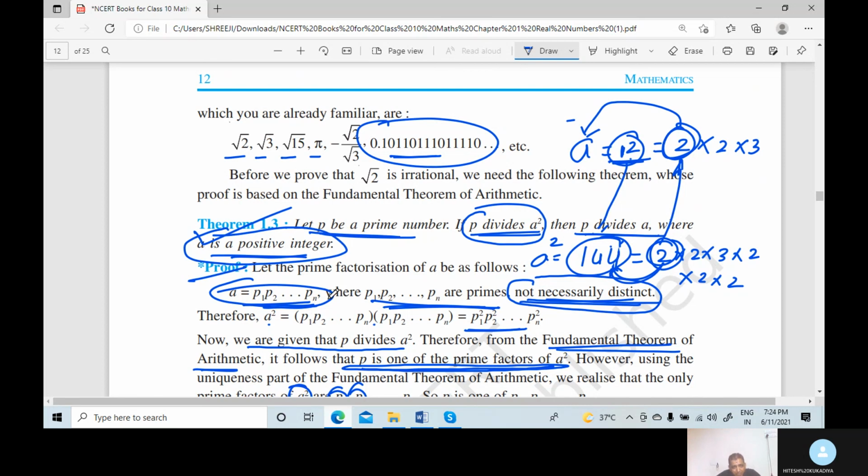Is that clear? So theorem number 1.3 is very important, but it is not asked in your examination. But we use this theorem in other sums also.